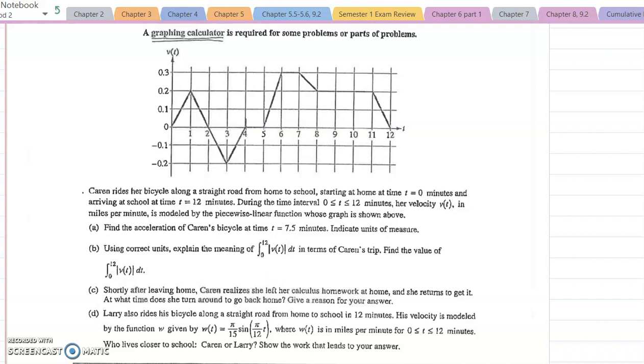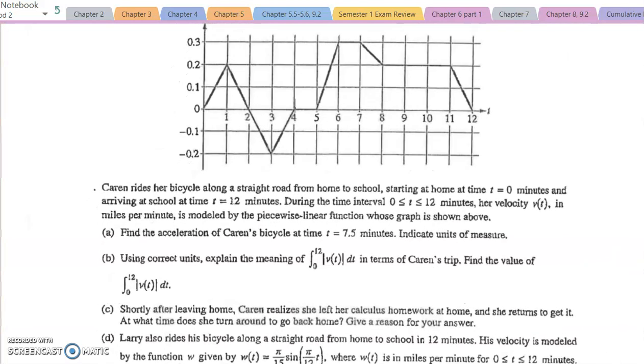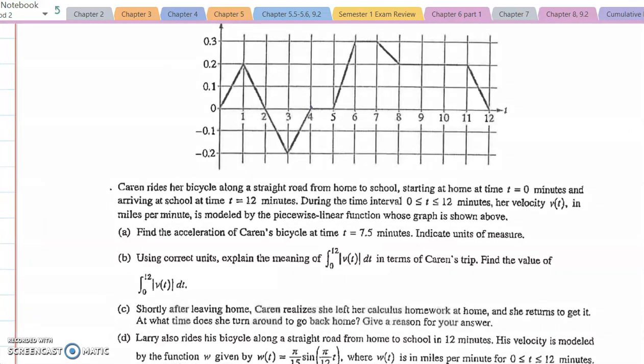Karen rides her bicycle along a straight road from home to school, starting at home at time t equals 0 minutes and arriving at school at time t equals 12 minutes. During the time interval 0 to 12 minutes, her velocity v in miles per minute is modeled by the piecewise linear function whose graph is shown above. Find the acceleration of Karen's bicycle at time t equals 7.5 minutes. Indicate units of measure.